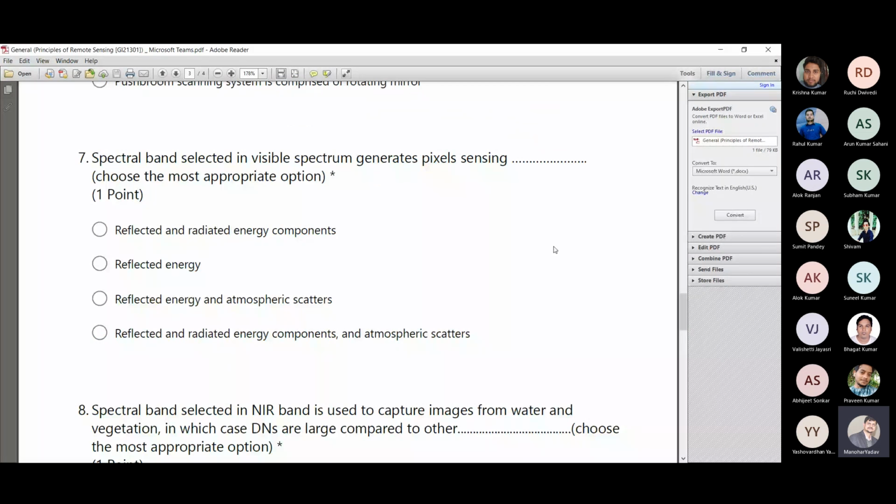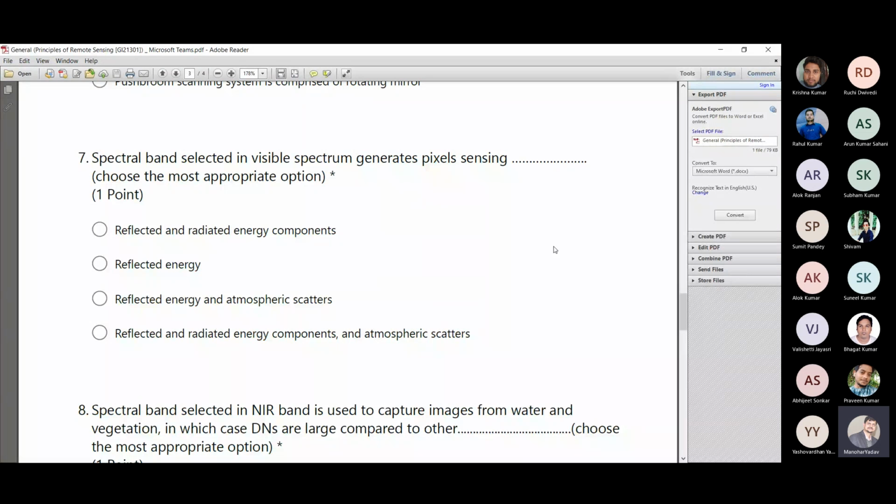Seventh problem: spectral band selected in visible spectra generates pixel sensing. So how much information is given in the problem itself? The band information is given, the sensing is done in the visible spectrum only. So it is clear, visible spectrum, we have a wavelength range less than 3 micrometer, fine.